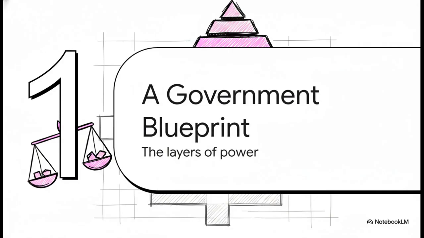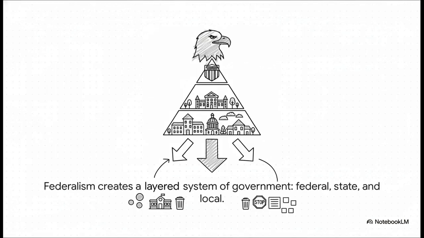Okay, so let's start with part one, a government blueprint. We're going to break down the basic layers of power here. The easiest way to picture it is like this pyramid. Federalism creates these layers of government. You've got the national or federal government right there at the top, and then you have the state and local governments sitting below it. Each of these layers has its own specific job to do.